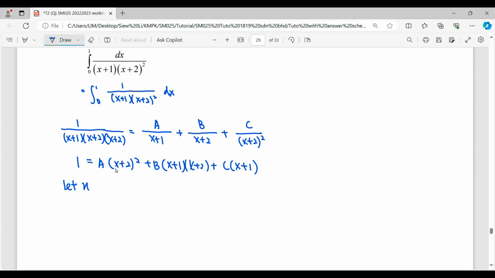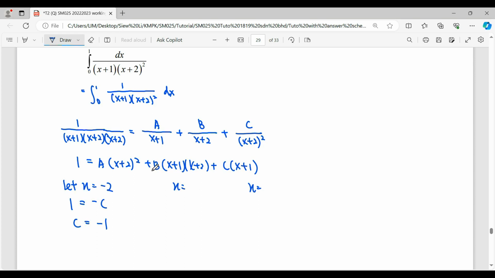We have 3 unknowns, so we need to substitute values 3 times to find A, B and C. So what values of x are suitable? We take them from the roots. When x equals negative 2, it is a suitable value. Then we substitute negative 2 inside. Here will make us 0, here will make us 0, so the remaining term is negative c. So for c we get the value of negative 1.